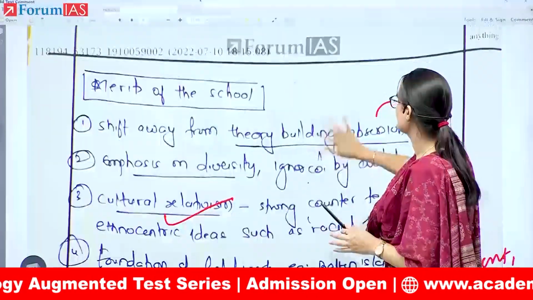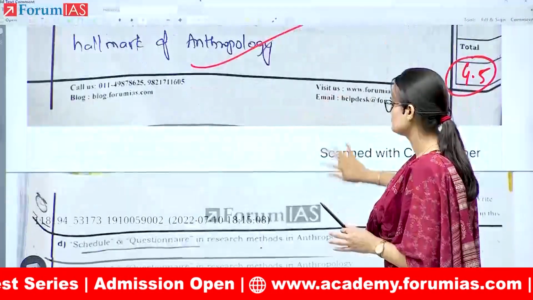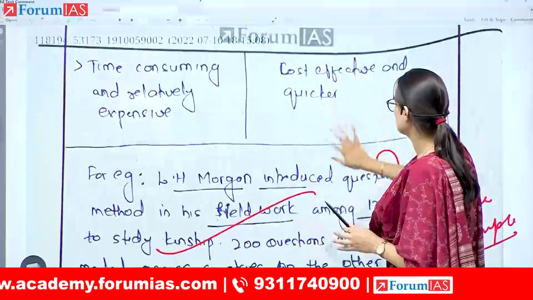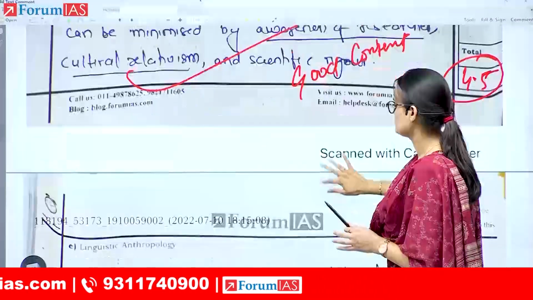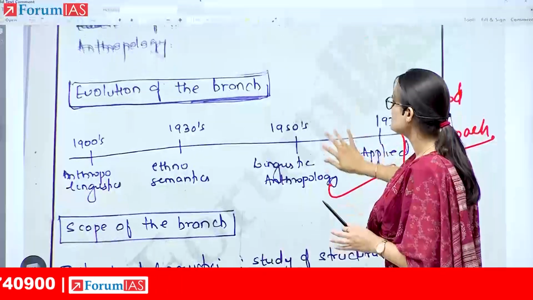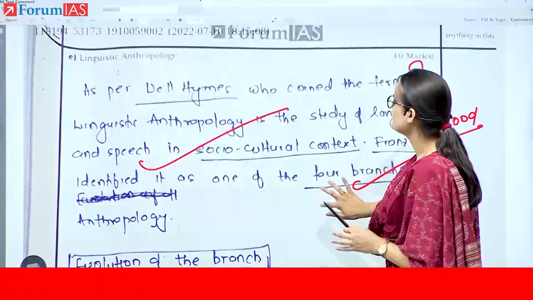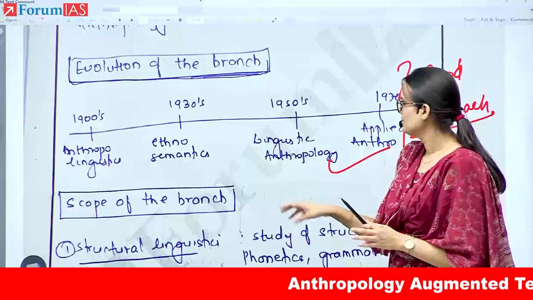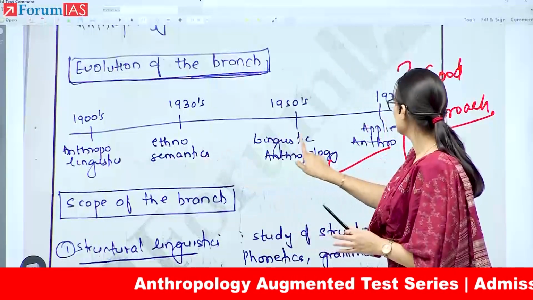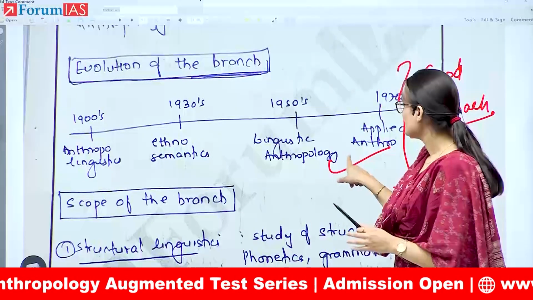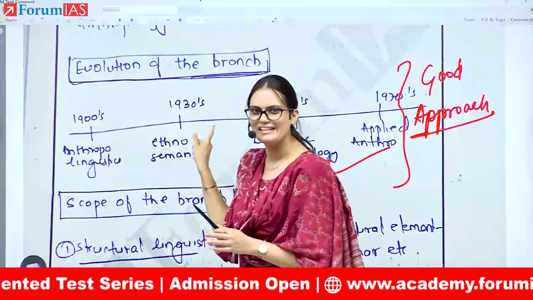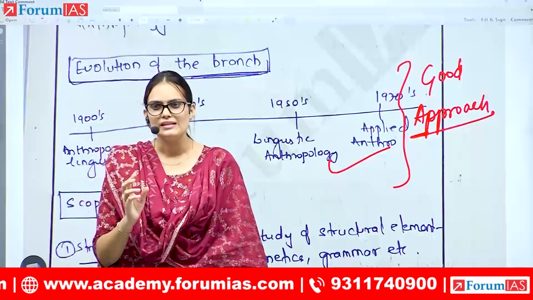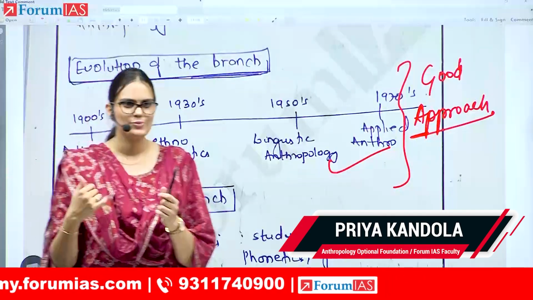Let's look at a 20 marker now. See, this is a short note on linguistic anthropology. Again a 10 marker, where a definition is given and the evolution of the discipline has been explained. Anthropological linguistics, ethnosemantics, linguistic anthropology, applied anthropology. Even if you don't remember the years, see, the exact year is not written, you don't know the exact year, but you know the gradation, because anthropological linguistics is an earlier discipline. Linguistic anthropology is what is picked up from there.